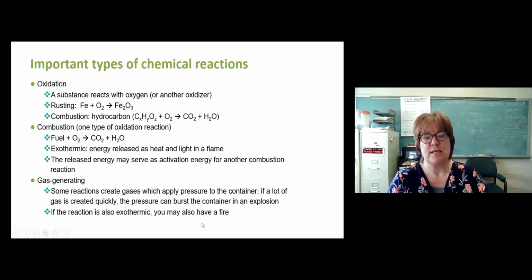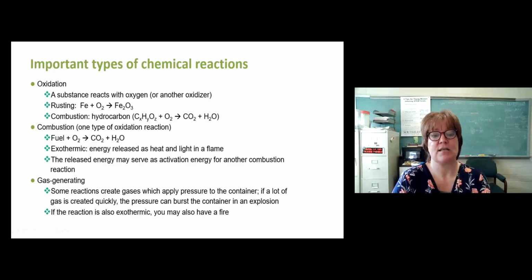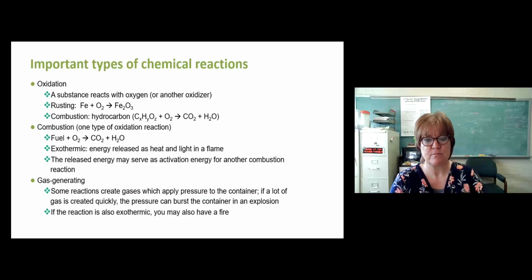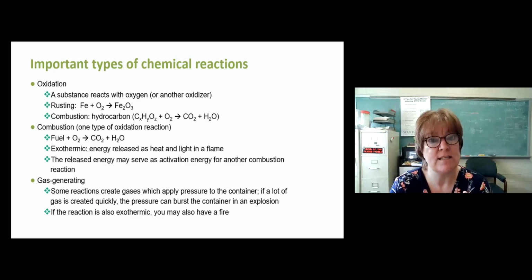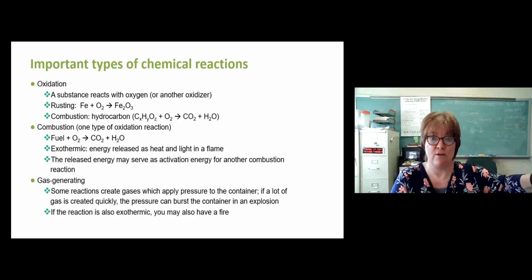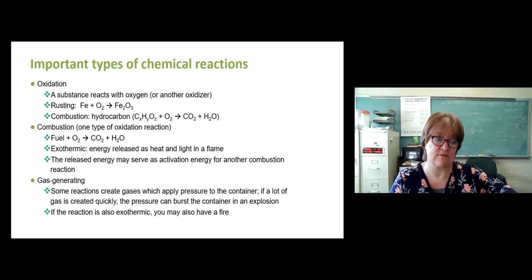Combustion is a type of oxidation reaction, and it is generally spoken of as some fuel plus oxygen makes carbon dioxide and water. They're almost all exclusively exothermic. They're going to release energy as heat and the light in the flame. And that released energy sometimes serves as an activation energy for another fire to start. So the heat from one fire can be the activation energy to start another chemical reaction.